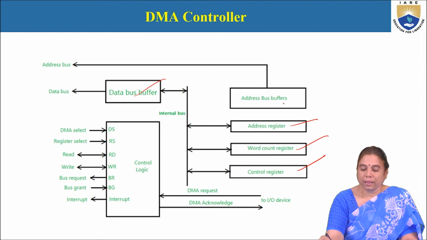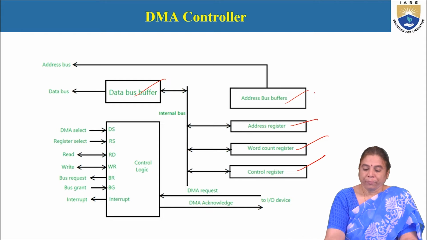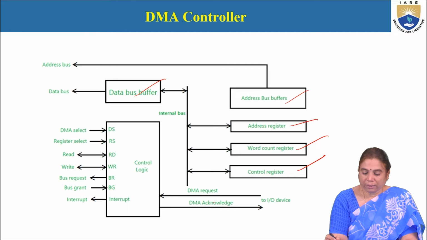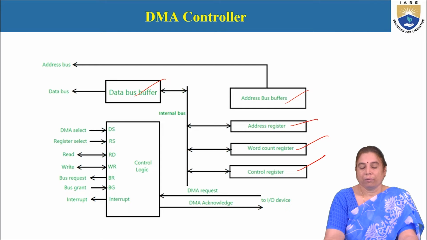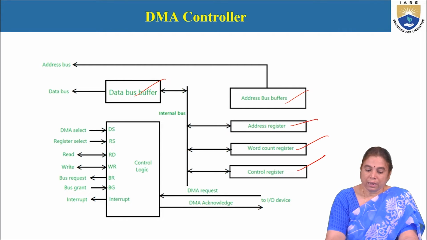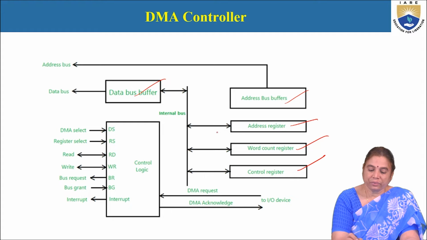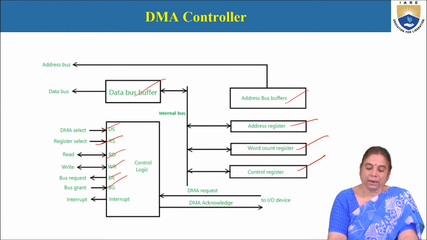And here this is the address bus buffer. By using the bus request and bus grant signals, the DMA can activate the DMA mode of IO transfer. And here the register select control line and the DMA select control line, read, write, bus request, bus grant, these signals can be used by the DMA.